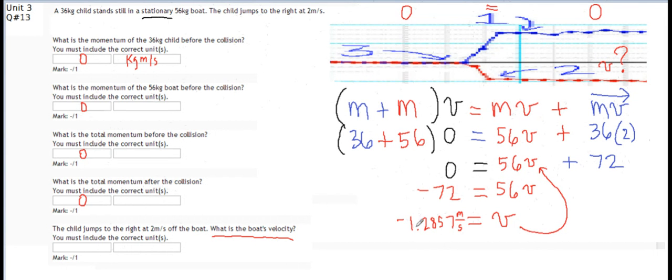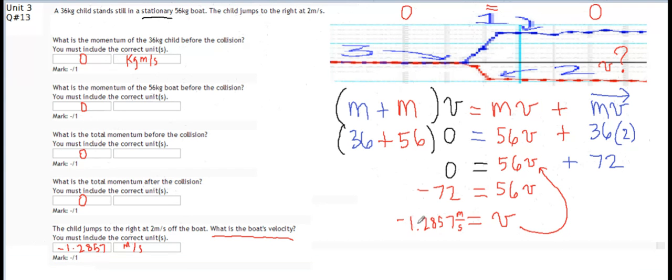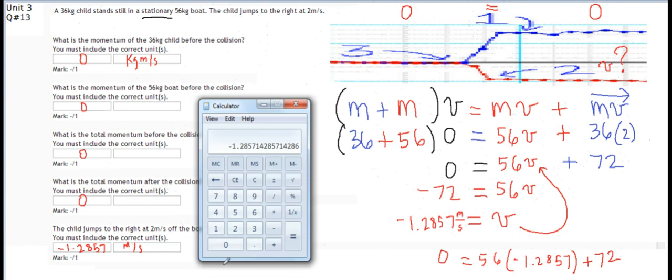This question we already answered, negative 1.2857 meters per second. So if we put this back in, do we really have 0 is equal to 56 times a negative 1.2857 plus 72 equals 0? So here we go. This times 56 equals a negative 72, of course, plus 72 equals 0.